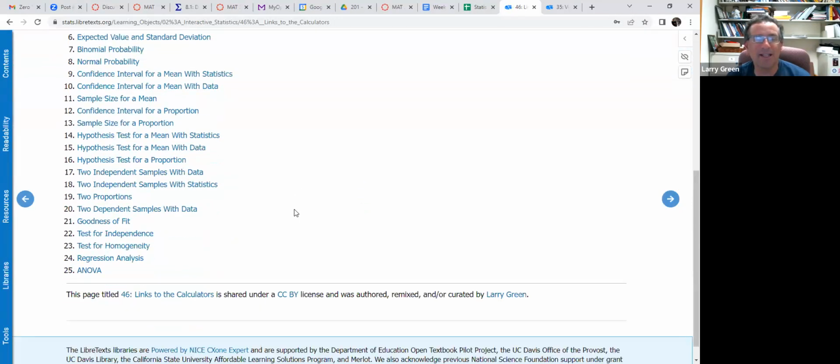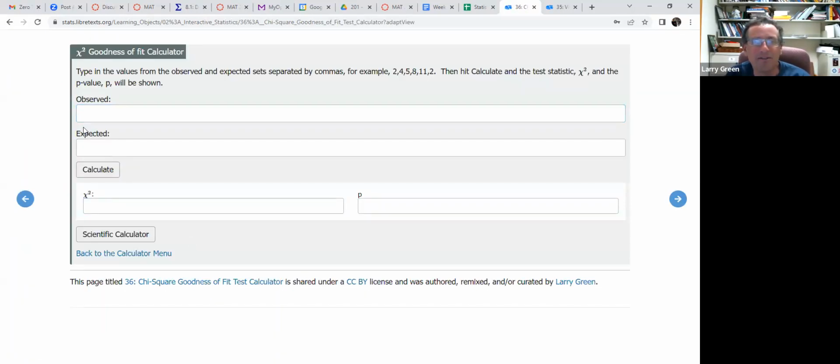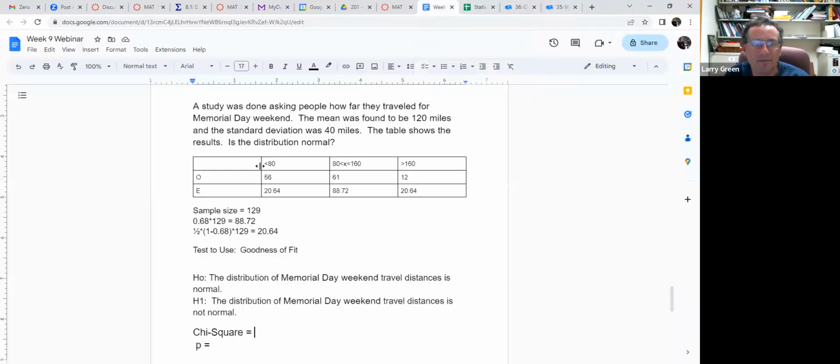What calculator should I use? What number? Yep, 21. We're doing a goodness of fit test. We need to write the observed separated by commas. So 56, 61, 12.